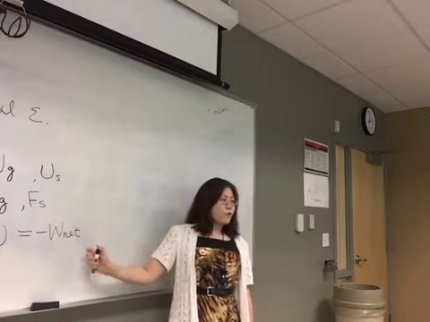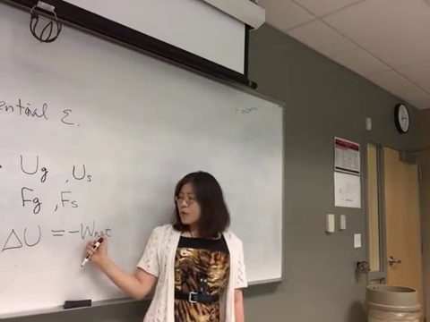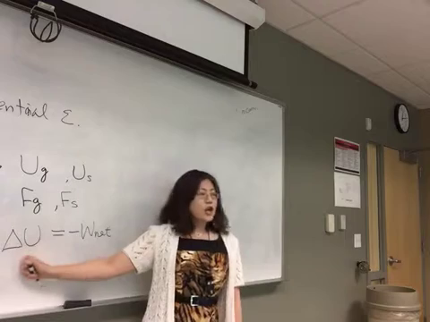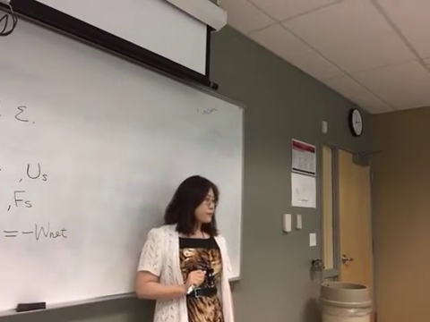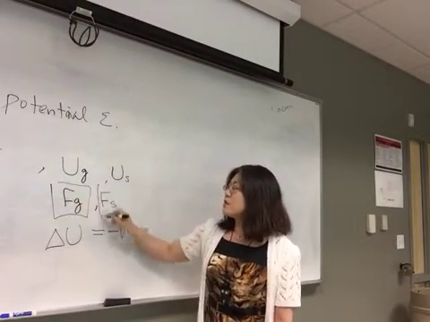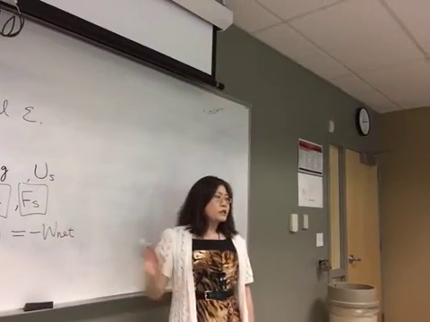You have to apply a force, and that applied force is going to do work, and that net work actually has a negative sign in front of it. So the change of potential energy is equal to negative work done by the force. We mentioned that there are two different kinds of forces that we learned so far: one is gravitational force and one is spring force.